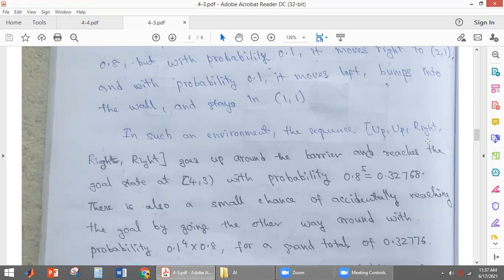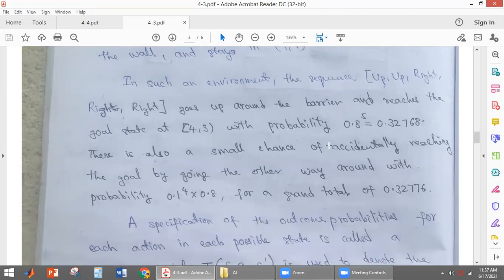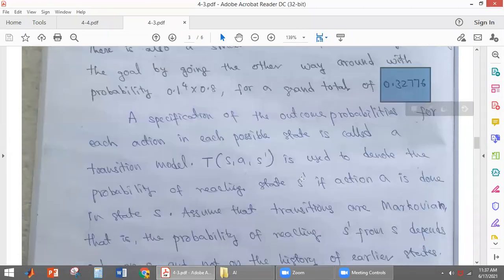If it takes this sequence, the probability that it will reach the goal state is given as 0.32776. So if you see this probability, the percentage with which it will reach the goal state is only 32%. Okay, so here we have discussed what the transition model is.